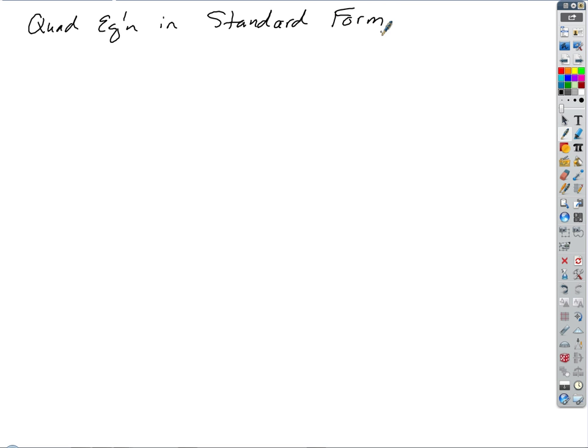So standard form, of course, what's that mean? How would we write that? Just the general ax squared plus bx plus c. Okay, but if it's a quadratic equation, equals 0. Yeah, and the 0 part is important because that's standard form, right? It's equal to 0.